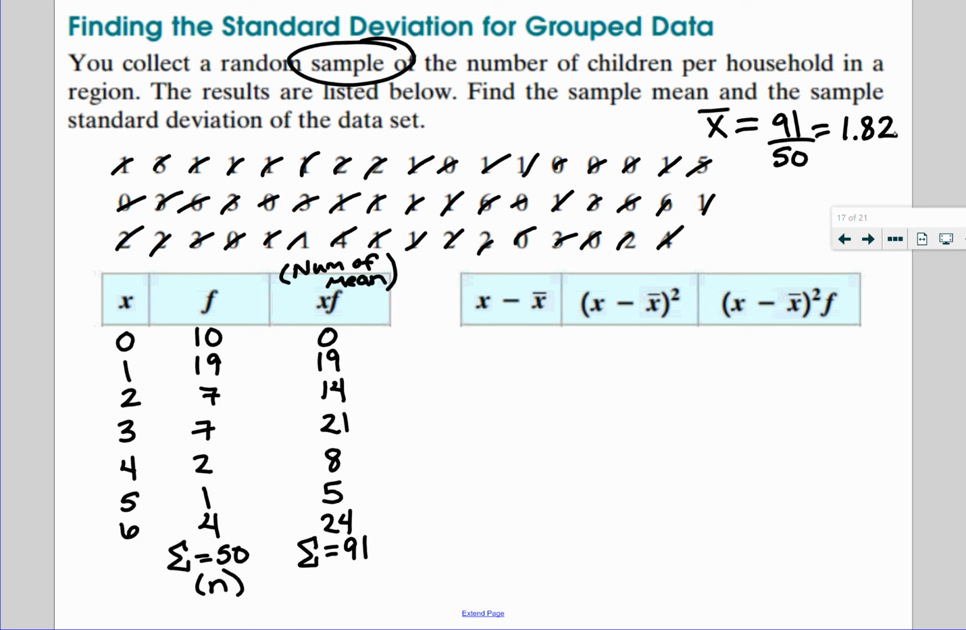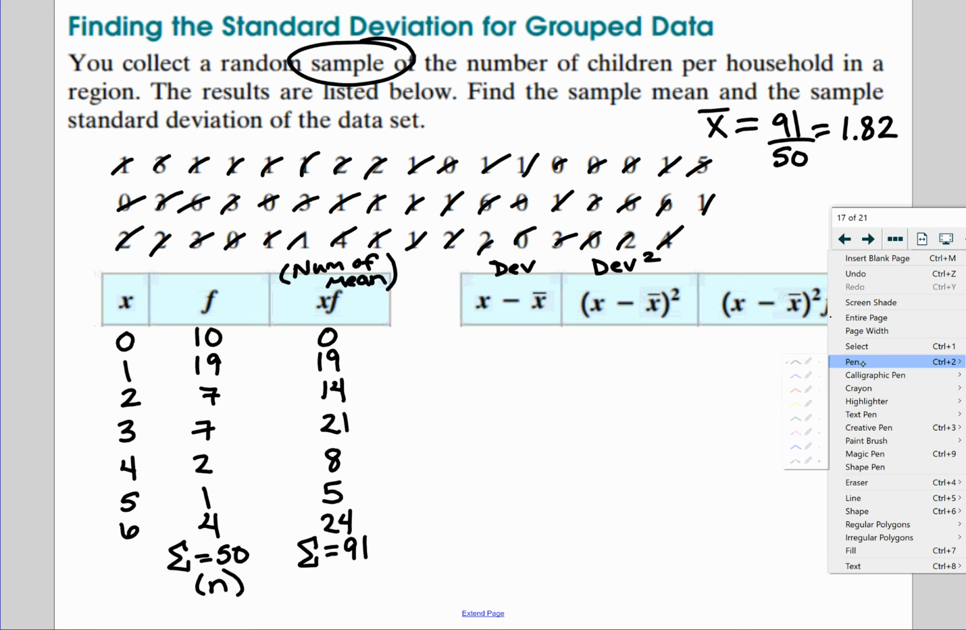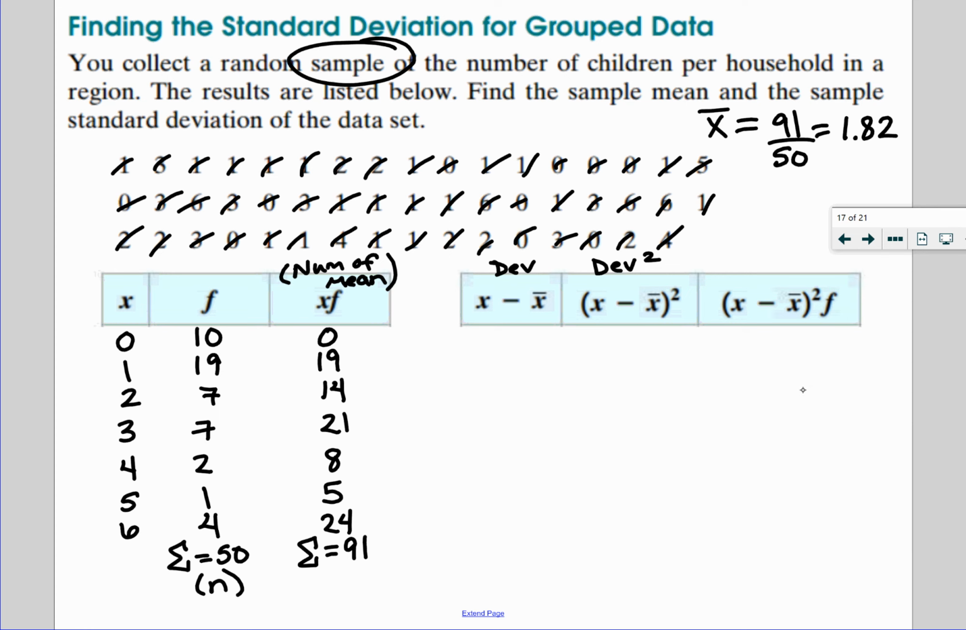Then we're going to do our deviations and our deviation squared, just like before. Deviation is each of my x values minus the mean. So 0 minus 1.82 is negative 1.82. 1 minus 1.82 is negative 0.82. 2 minus 1.82 is 0.18. 3 gives me 1.18. 4, 2.18, 5, 3.18, and 6, 4.18. Remember, if you sum up your deviations, actually, that's not going to work here because we have the frequencies. Don't worry about that. Never mind.